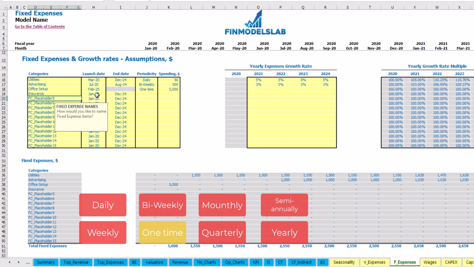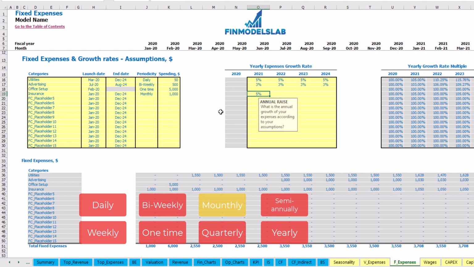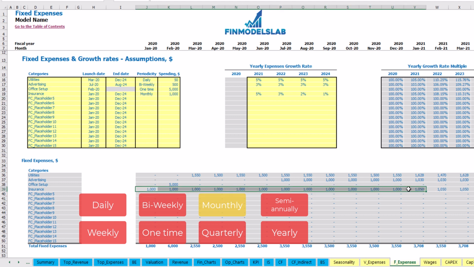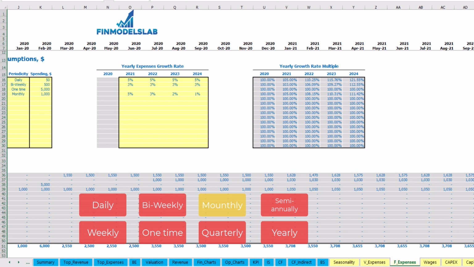insurance, let it start from January 20 till the end of the model, and it can happen monthly with $1,000 per month, with 5% of growth first year, 3% of growth second year, 2% of growth third, and 1% year number 4. So you may see this calculation here. Starting from January 21, it will grow for 5%, which is $50. And starting from January 22, it will grow for 3%, which is additionally $32.